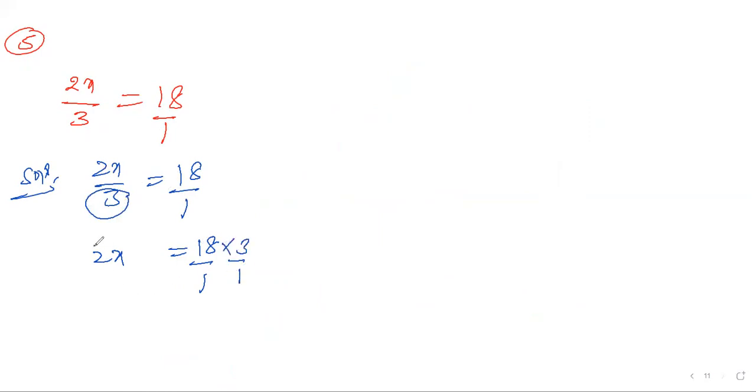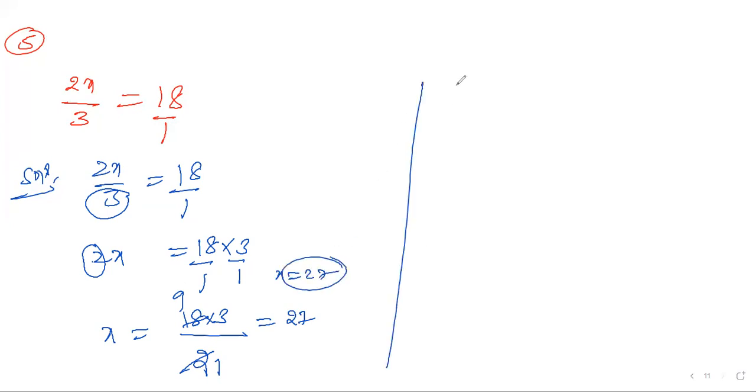Next step, I don't want the 2. So I'll send the 2 to the right side; 2 is multiplied with this, so you go for division. It's division like this. So 18 divided by 2: 2 nines are 18. So 9 threes are 27. Sorry, the answer is 27. So what's the value of x? x is 27. The answer is 27.